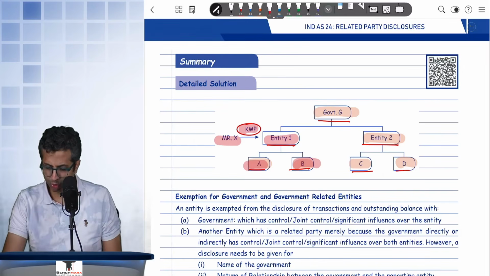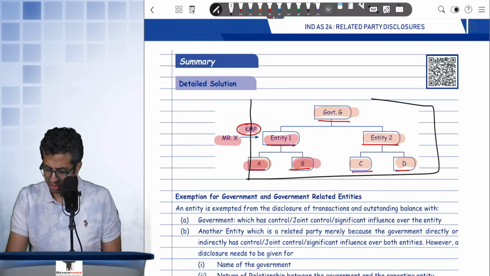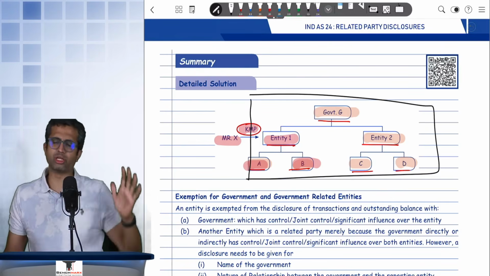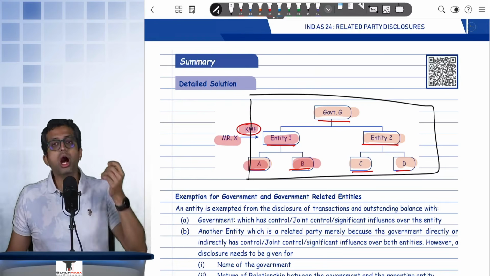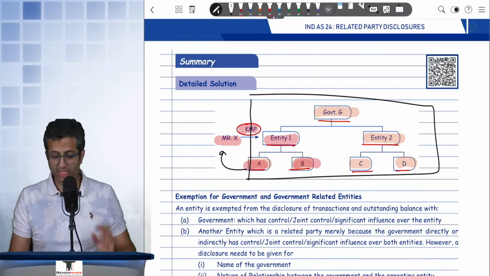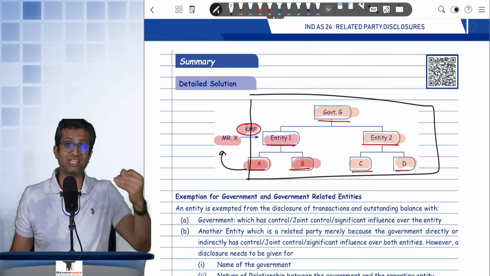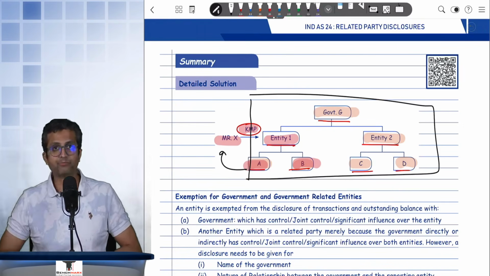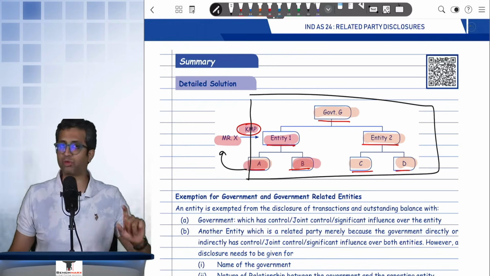So this whole group, any of these transactions will be exempted, because each of these entities is either directly or indirectly related with the government. However, A with Mr. X will not be exempted if there is any transaction, because KMP of the parent is also KMP of A. KMP of the parent is also KMP for B.